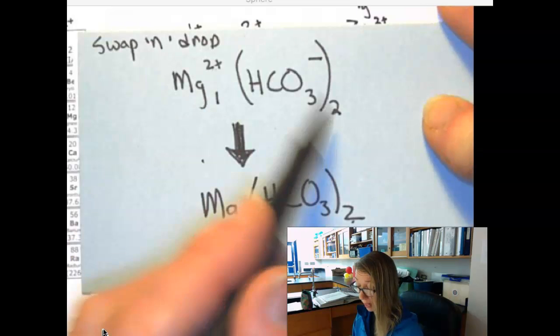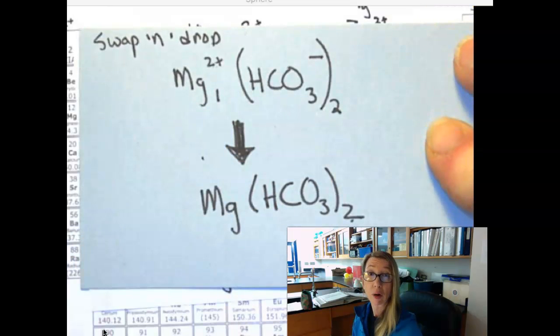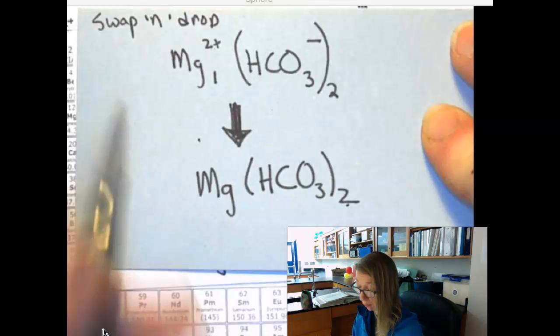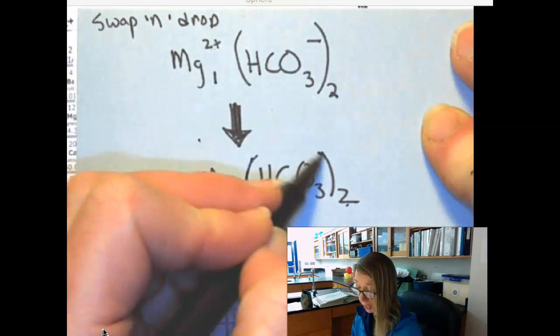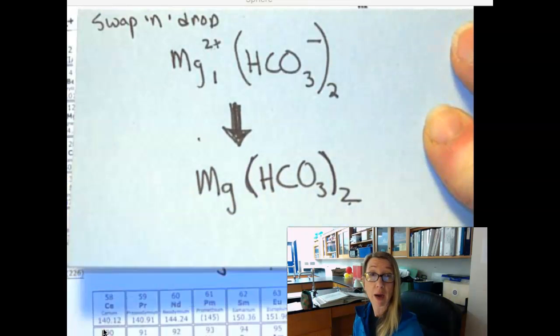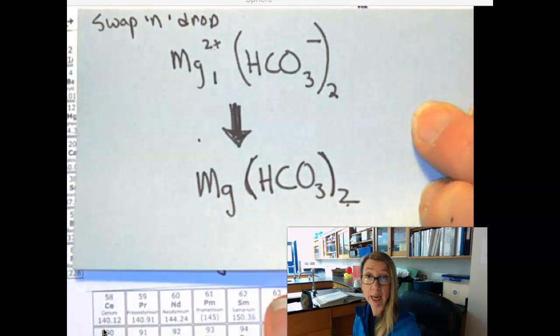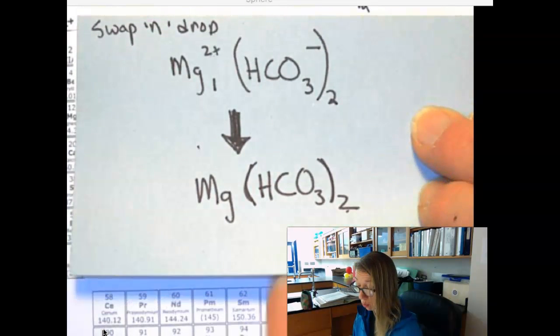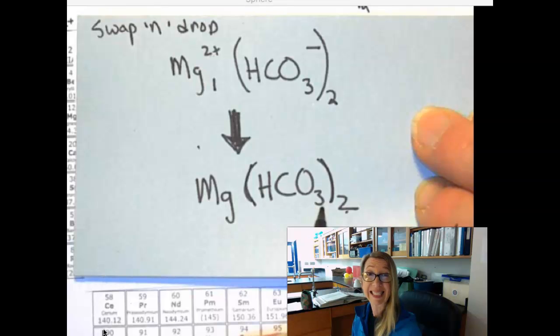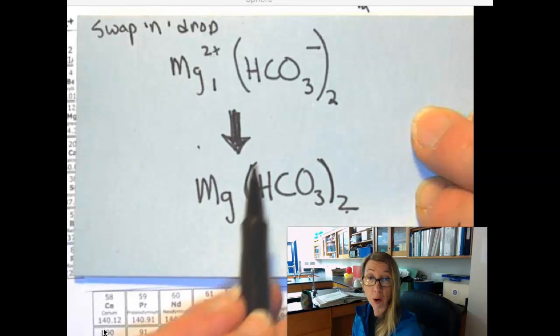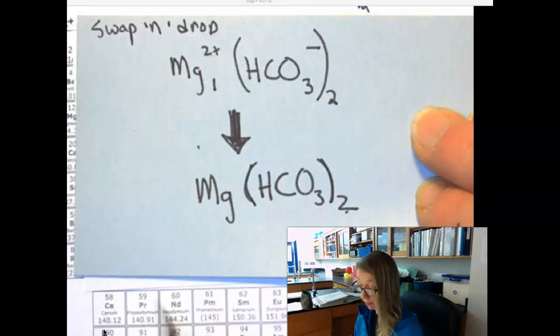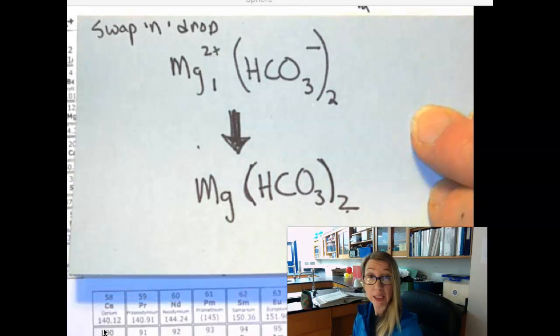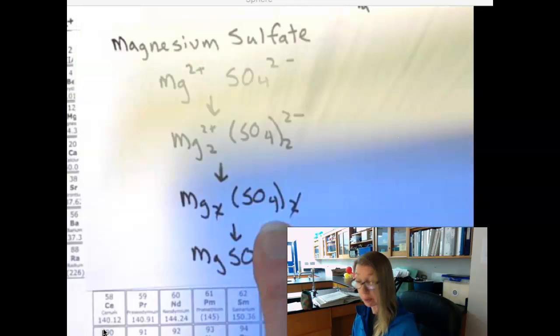Bring down a 2 from the magnesium, the 1 from the hydrogen carbonate. Now here's where you have to be careful. We need the parentheses telling us that we have 2 of the hydrogen carbonate polyatomic ions. We never touch what is inside, what is part of the polyatomic ion. Now what's outside the parentheses can sometimes be reduced.